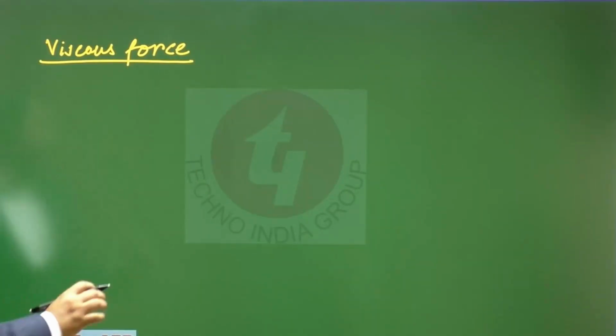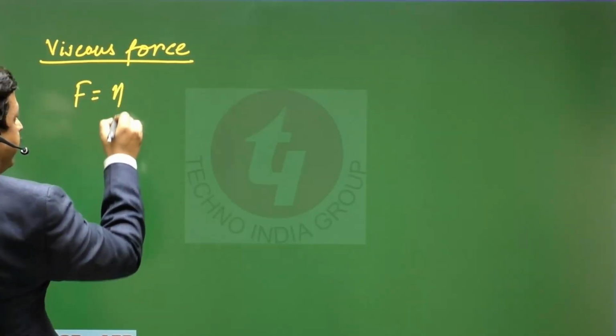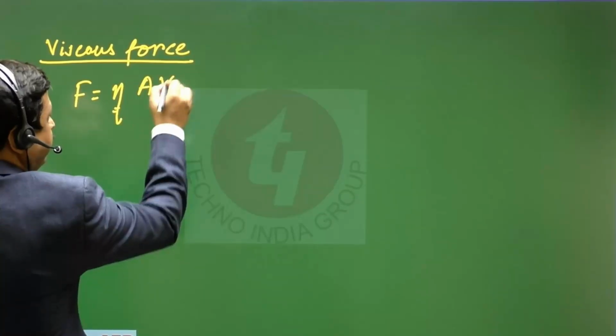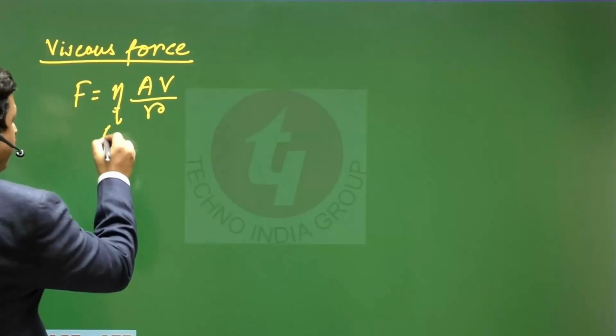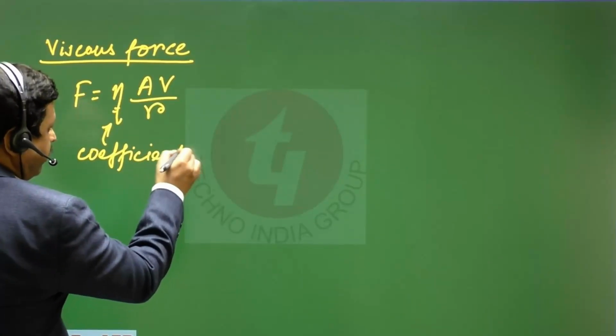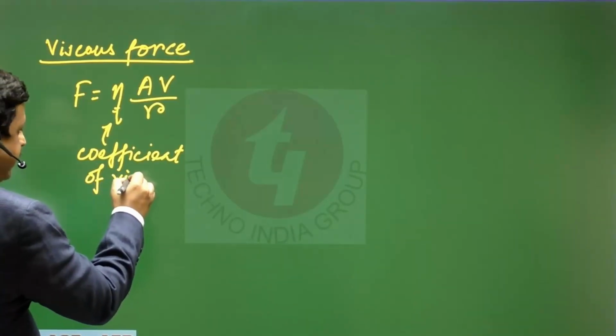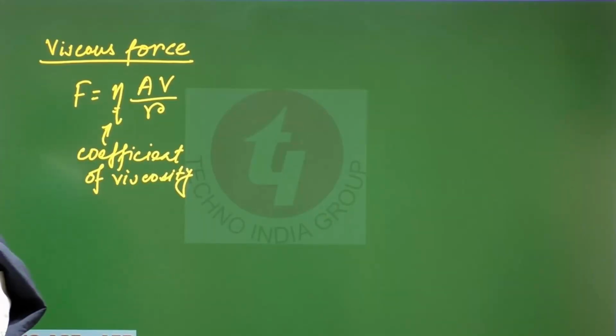Viscous force in a liquid depends on the formula F = eta A V by R. This symbol eta is called the coefficient of viscosity, and it is unknown for you, right? You don't know the coefficient of viscosity. And what is the unit of coefficient of viscosity? But you can find the unit of coefficient of viscosity from dimensional analysis.